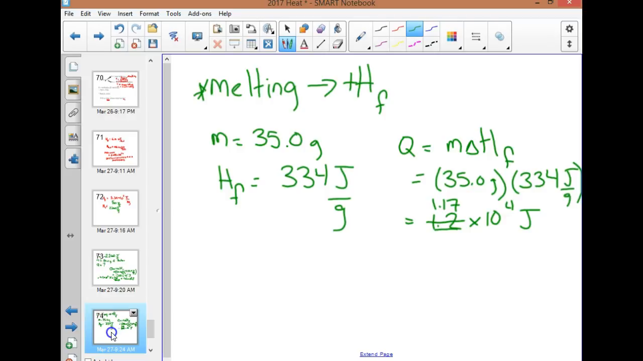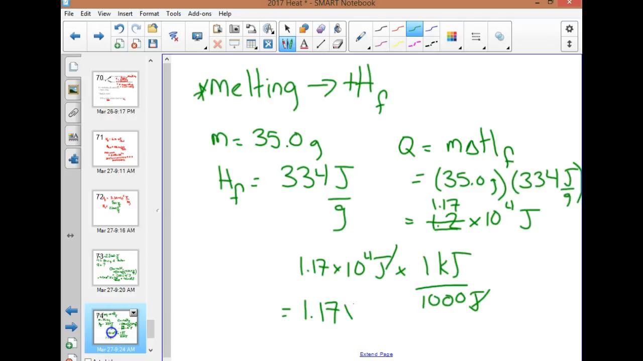It asks you for your answer in kilojoules, which means you need to do the conversion ratio. 1.17 times 10 exponent 4 joules. There are 1,000 joules in a kilojoule, which should give you 1.17 times 10 exponent 1 kilojoules.